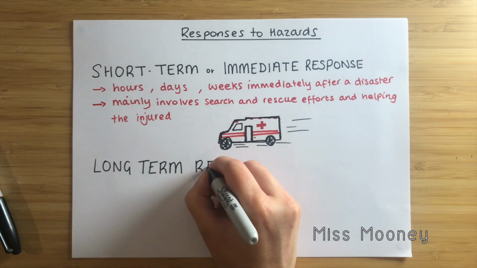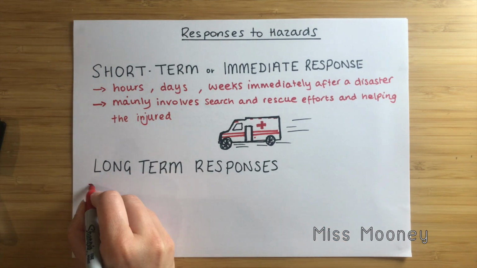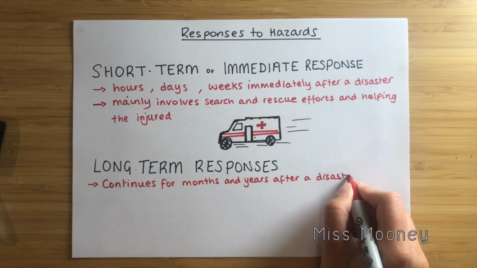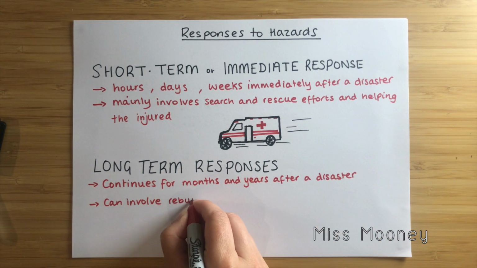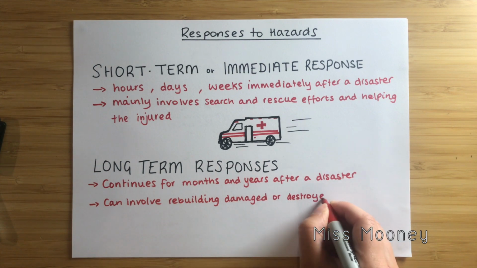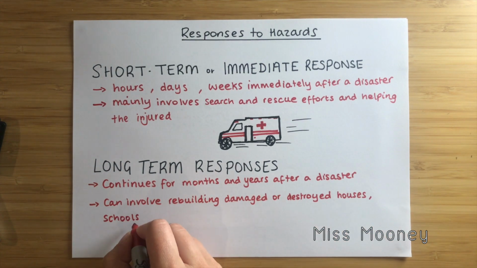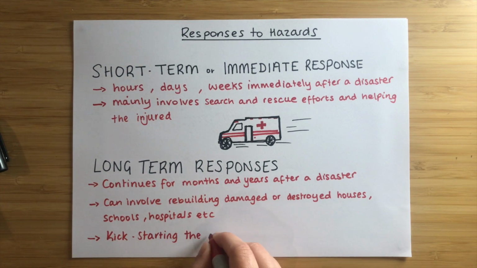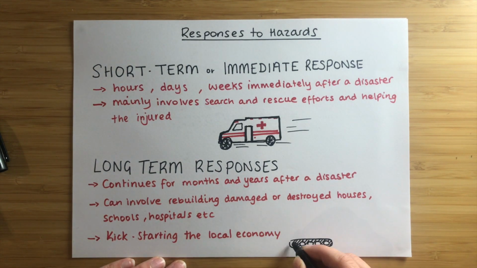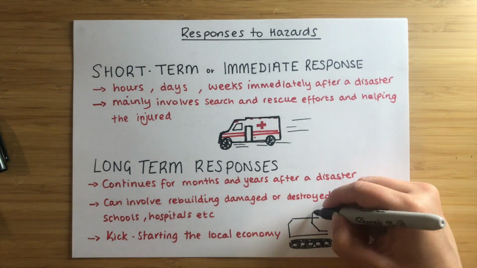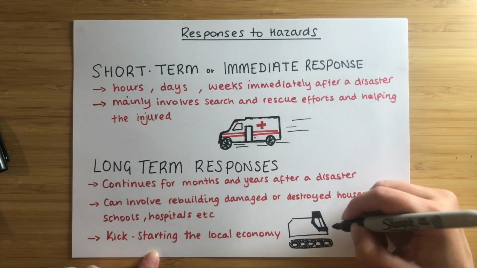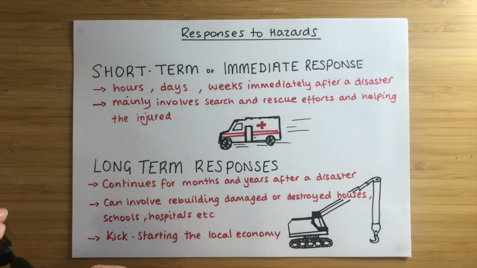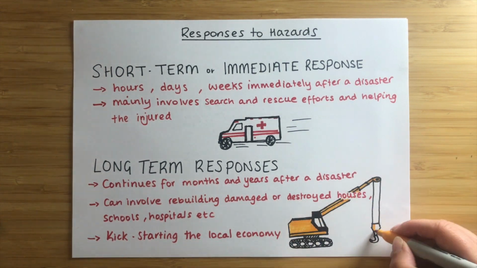The long-term responses are those that continue for months and years after a disaster. This can involve things like rebuilding damaged or destroyed houses, schools, hospitals, buildings, bridges, any other infrastructure. Kickstarting the local economy is also a long-term response, developing opportunities for the economy to recover, sometimes resettling local people, things like restoring utilities such as water, electric and gas, anything that takes a little bit longer, so anything in the months and years after the earthquake or the disaster has occurred.